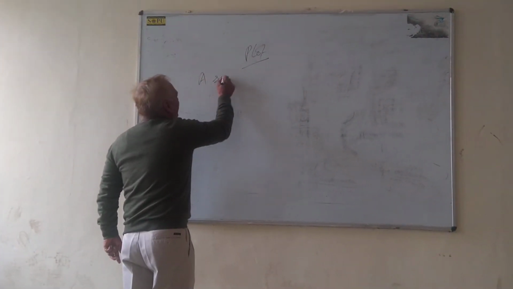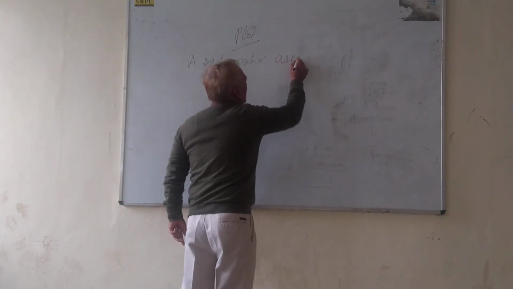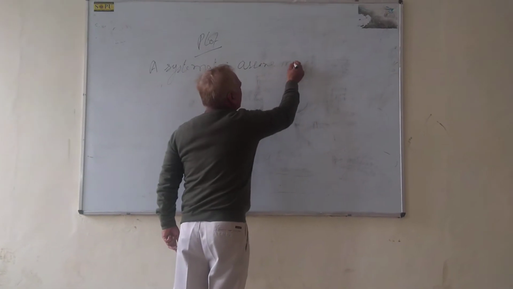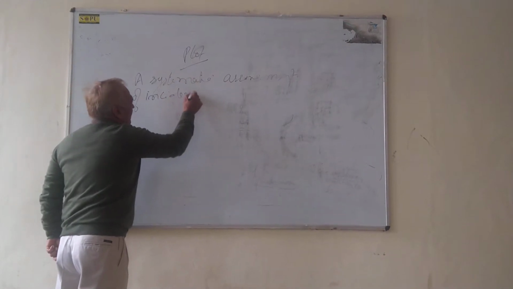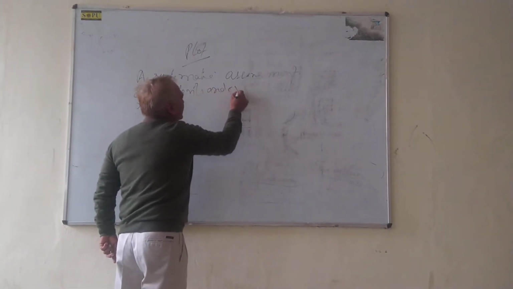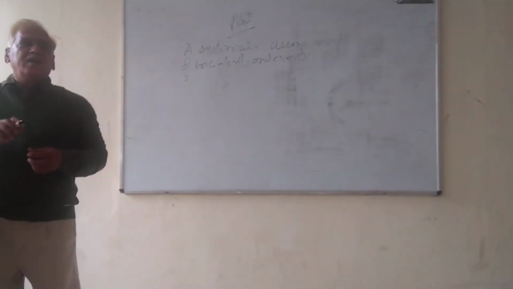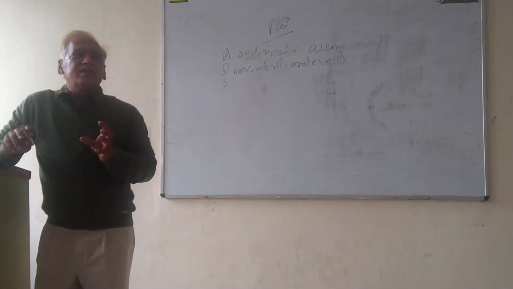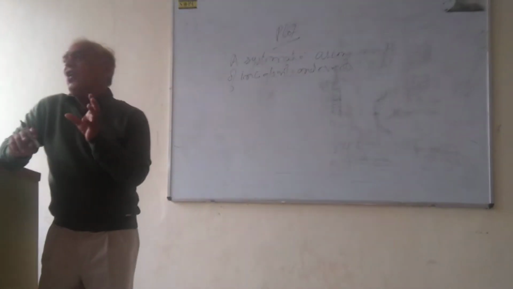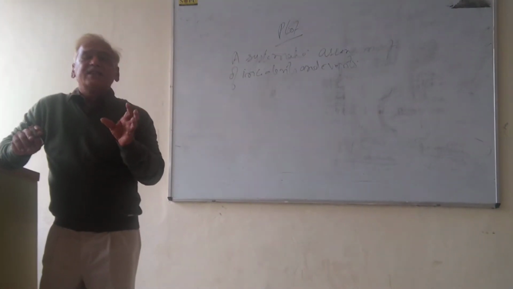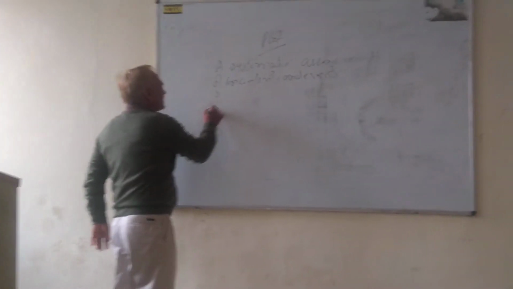Plot, a systematic arrangement of incidents and events. Aristotle has given the topmost place to the plot in the ingredients of tragedy. There are 6 elements in the tragedy.